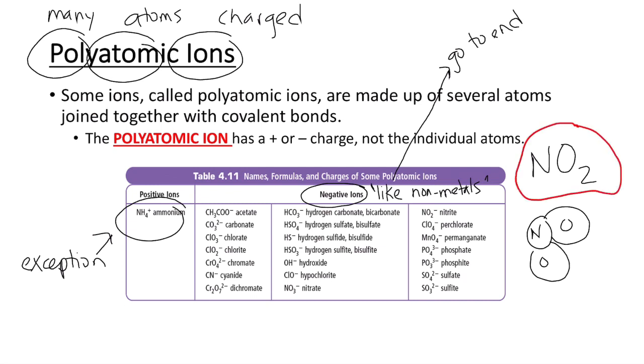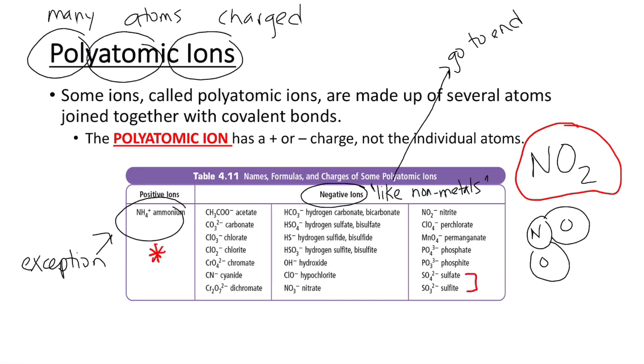NO2, for example, here, it's a covalently bonded ion. It does not split up. The N will not separate from the O2. That is its state. That is how it stays. So that's the same with all of these. The majority of them are negative ions, so they act like nonmetals, with the exception of ammonium, which is NH4+. This is the only positive polyatomic ion. The rest are all negative. So again, make sure you don't ever split them up.